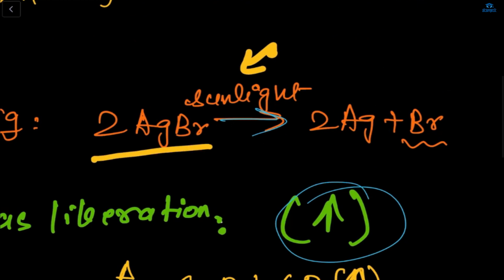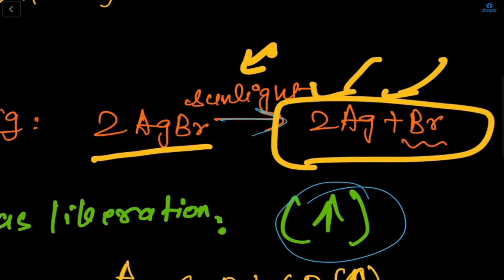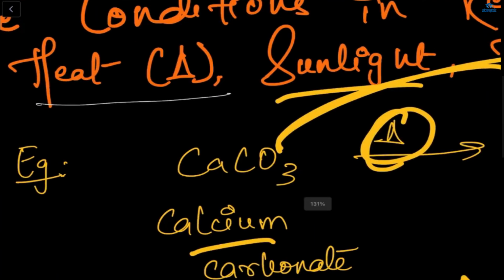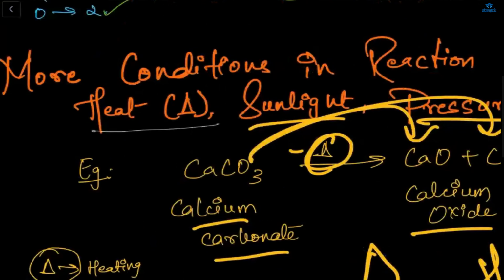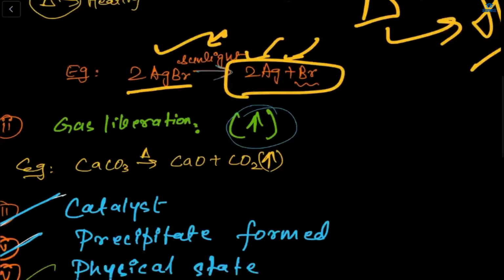So when we are putting AgBr in the sunlight, what are we getting? We are getting two products, right? This is your product, 2Ag and plus Br. So here we are using the help of sunlight, and here we are using the help of heat. So these are the two kinds of reaction in which we are using more than one condition. Okay.